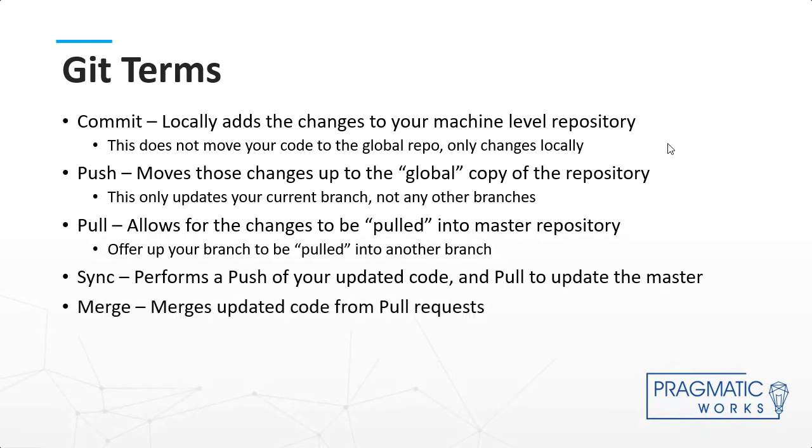Really, I don't think sync is a specific Git function, but it is in the Microsoft world, in Visual Studio. This performs both a push of your updated code and a pull to update the master code. This works very well especially if you're working on a project where you're the only person and you're just using Git as a tool to do versioning and things like that on your own projects. And then we'll talk about merge.